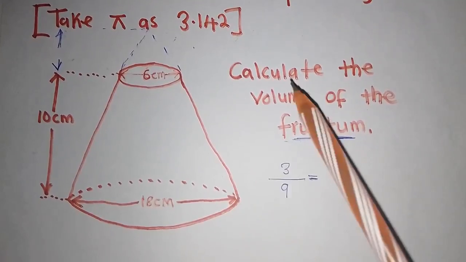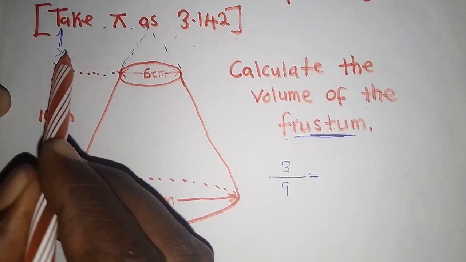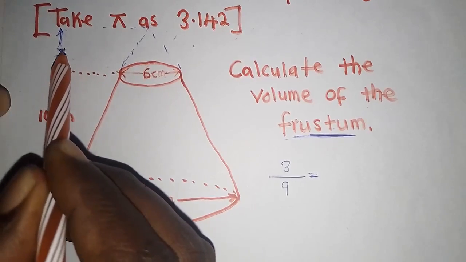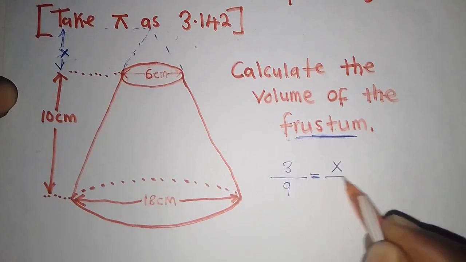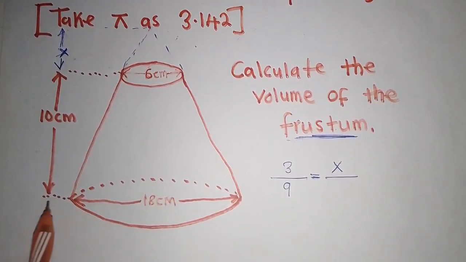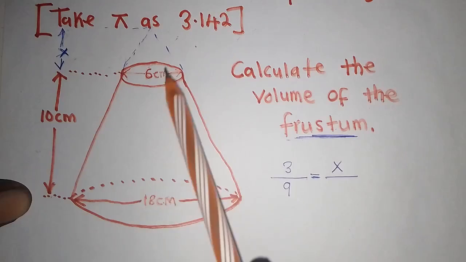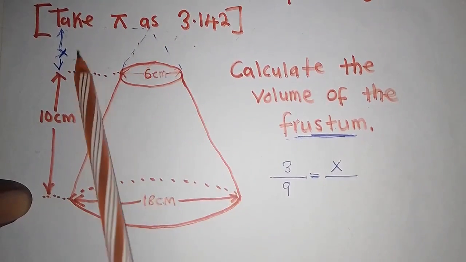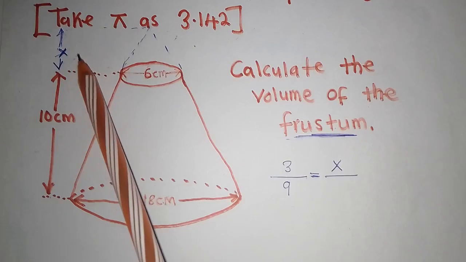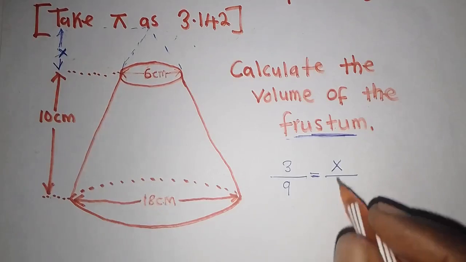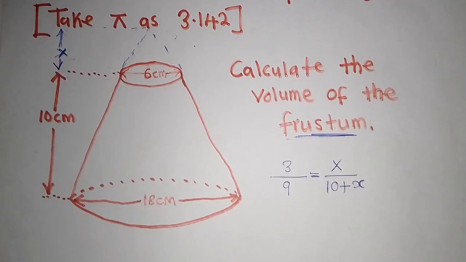Which is equal to what? What is the height of the smaller cone? You put x there. What is the height of the larger cone, from here up to there? From here to there it is 10 plus x, because we don't know x, so we also include the x. So it is 10 plus x. This is what we need to do.